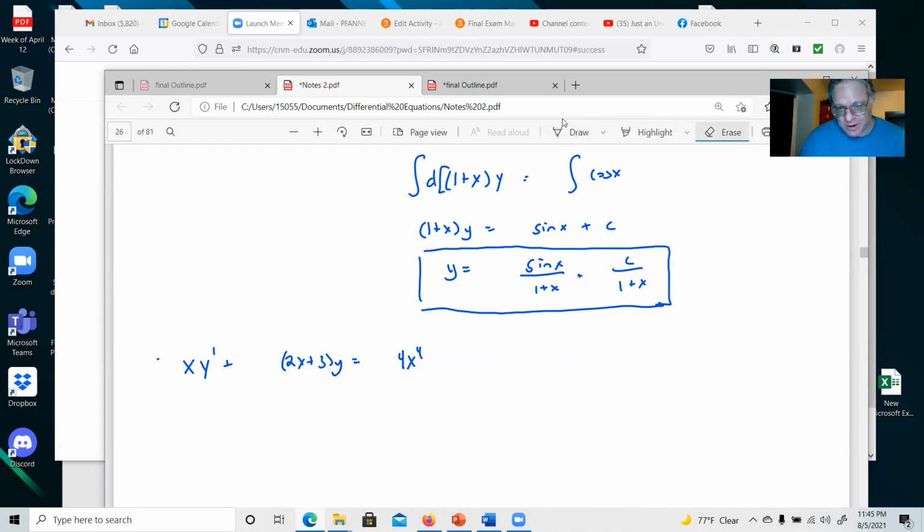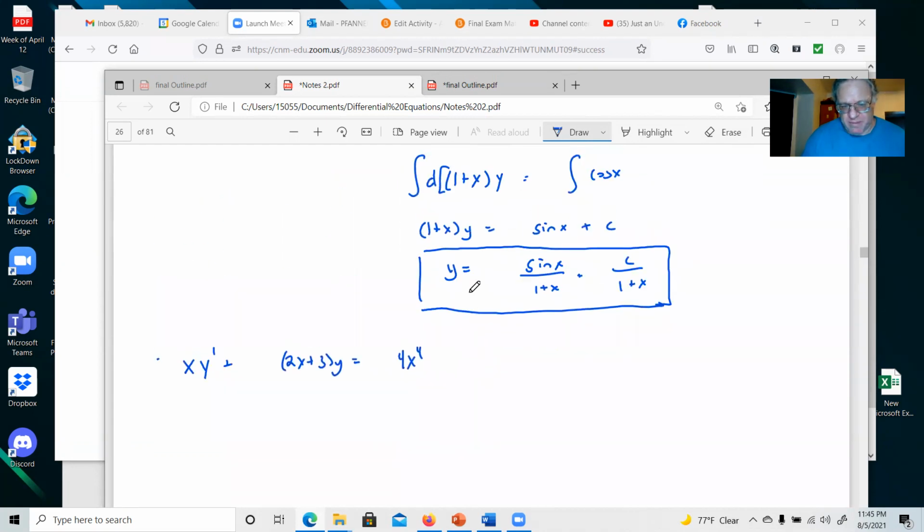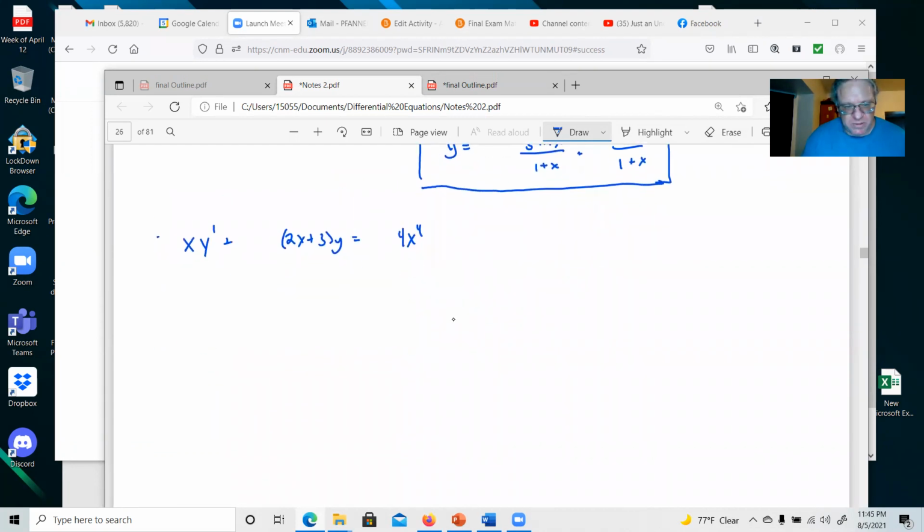Okay, so let's go ahead and get rid of that. It doesn't really change anything. Either way, on this problem, you're kind of screwed. So first thing we're going to do, clean off the y prime. So we have y prime plus 2x plus 3 over x times y is equal to 4x cubed. Okay, so that's going to be y prime plus 2 plus 3 over x, all times y, is equal to 4x cubed.